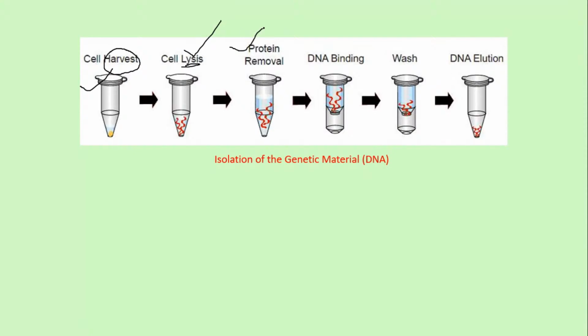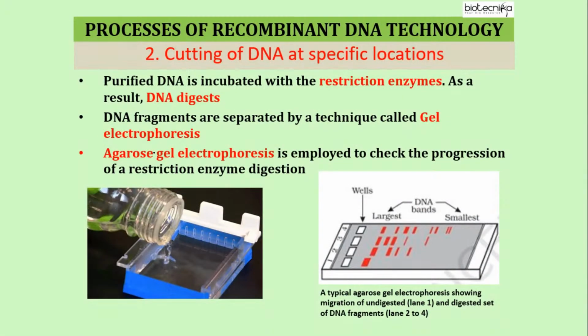Now is the time for protein and RNA removal. If it has RNA contaminant, you have to use ribonuclease enzyme. For protein, you have to use protease. Now the DNA binding will be there. DNA will be left over in the suspension. You will add chilled ethanol and the DNA will be eluted. This is what is called the isolation of DNA. So we have completed the first step.